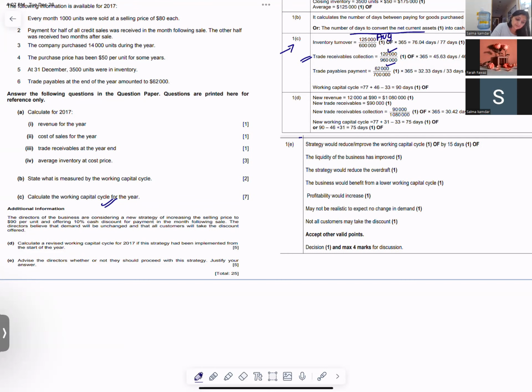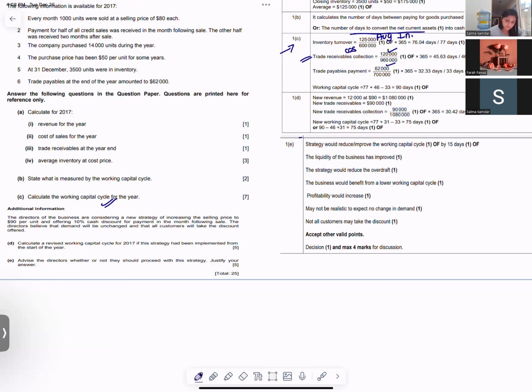It is average inventory divided by cost of sales. There is no change in the average inventory, and there is no change in the cost of sales. So your inventory turnover ratio will not change. How about the trade receivable collection period? Yeah, that would change. Why will it change? What is the formula for trade receivable collection period?